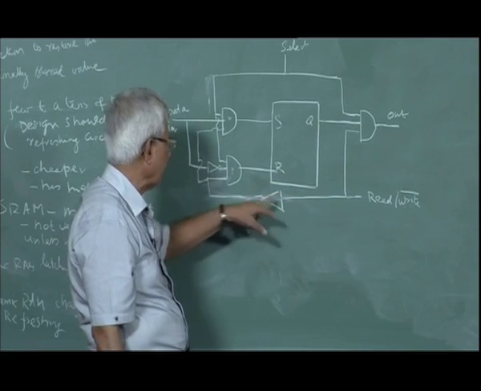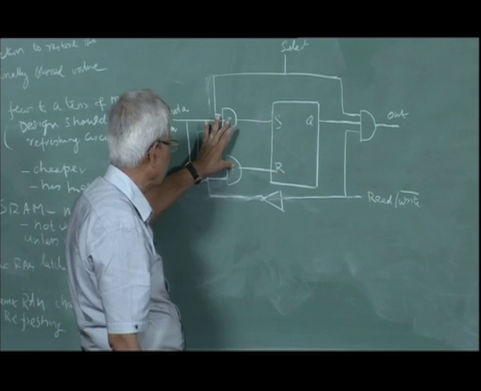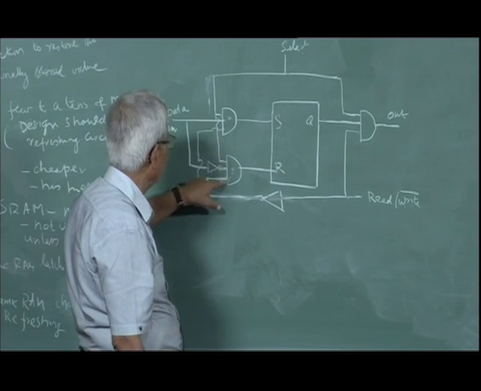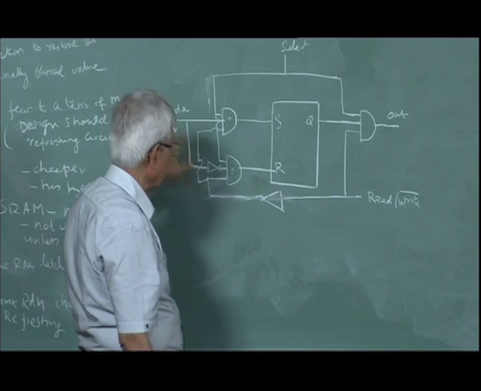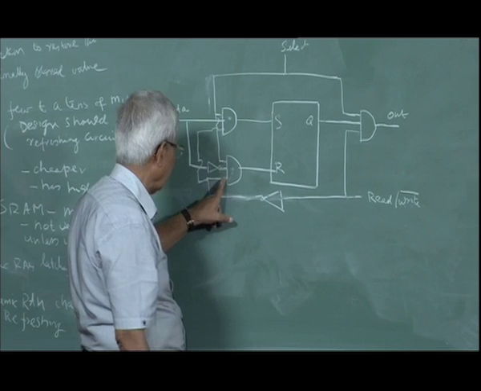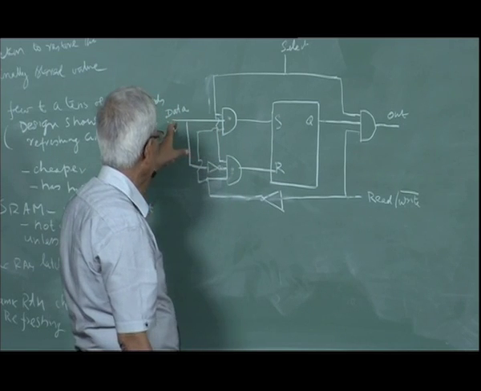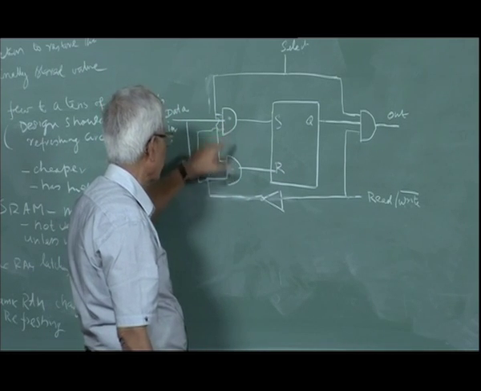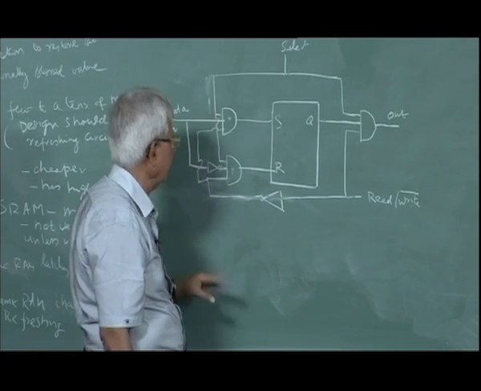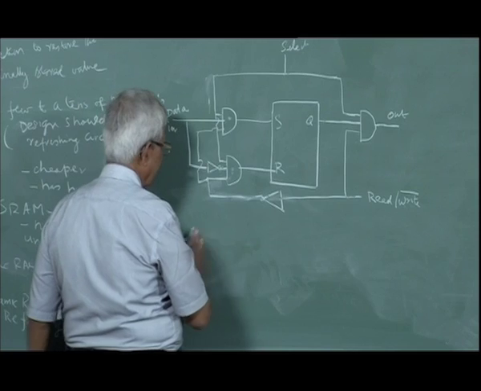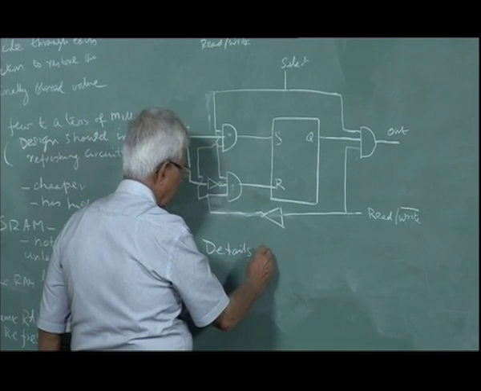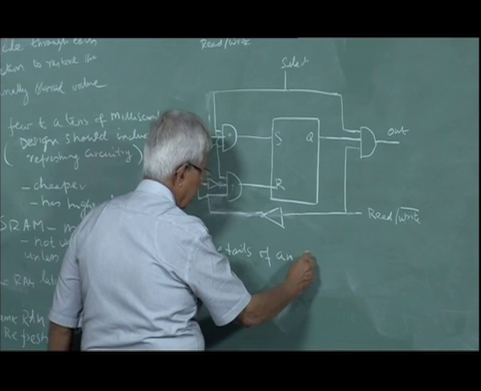When it is a writing operation, these two gates will not work because of the input here. If it is a write operation, this will be put as 1, this will be 1, data will be either this or this, either a 1, 0 or a 0, 1, and in either case we should select these cells. This is a cell detail of an SRAM cell.